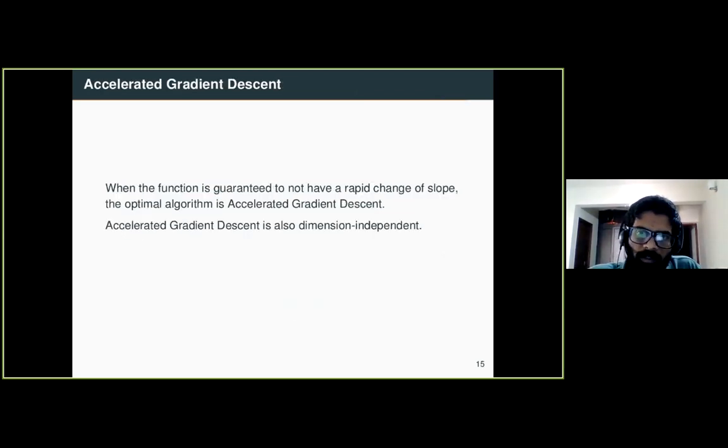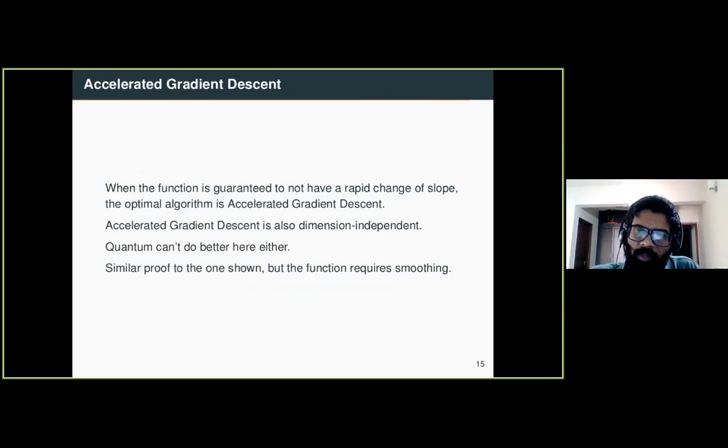There is another result that we have, that if you have a promise that your function is smooth, then the algorithm that we want to look at is accelerated gradient descent. And we show even there that quantum cannot do better, with a nearly identical proof, except that the function requires smoothing.